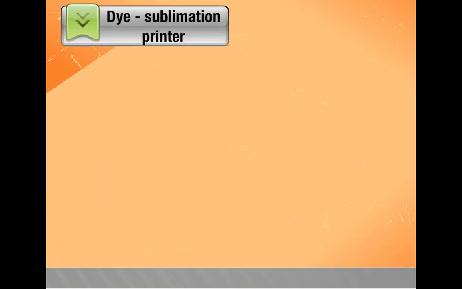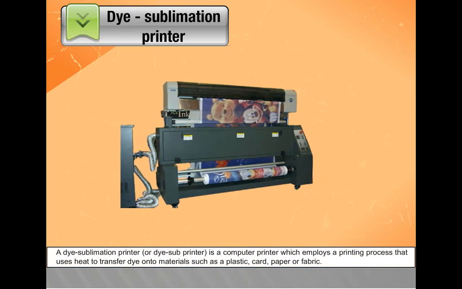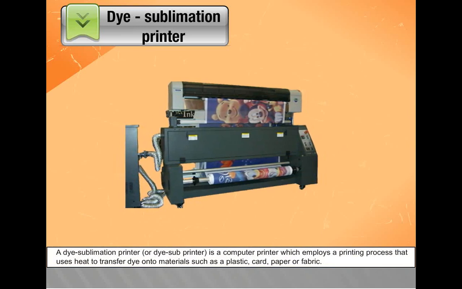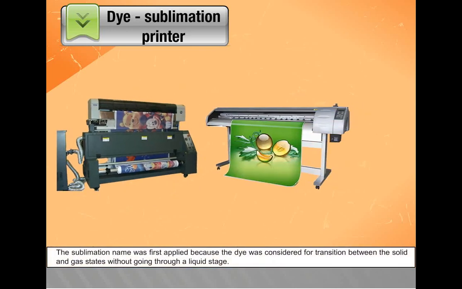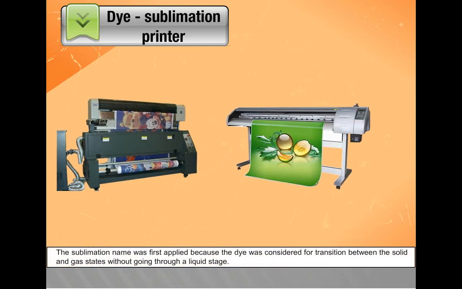Dye sublimation printer. A dye sublimation printer or dye sub printer is a computer printer which employs a printing process that uses heat to transfer dye onto materials such as plastic, card, paper, or fabric. The sublimation name was first applied because the dye was considered to transition between the solid and gas states without going through a liquid stage.